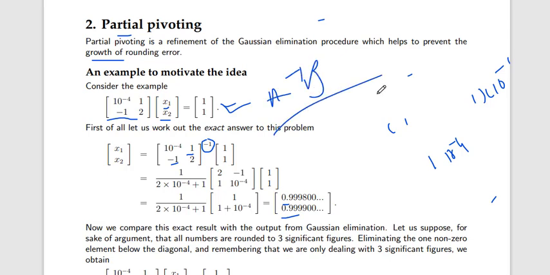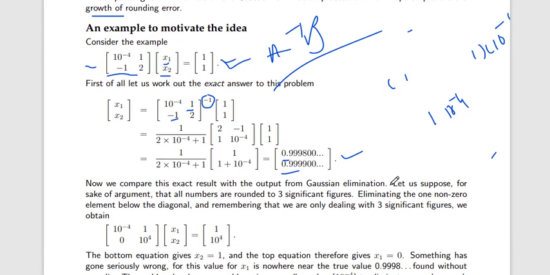With this method we find the values of x1 and x2. Now let's compare this result with Gaussian elimination. We will solve this equation with the help of Gaussian elimination, and then compare with this result. So how do we solve these types of equations with Gaussian elimination?